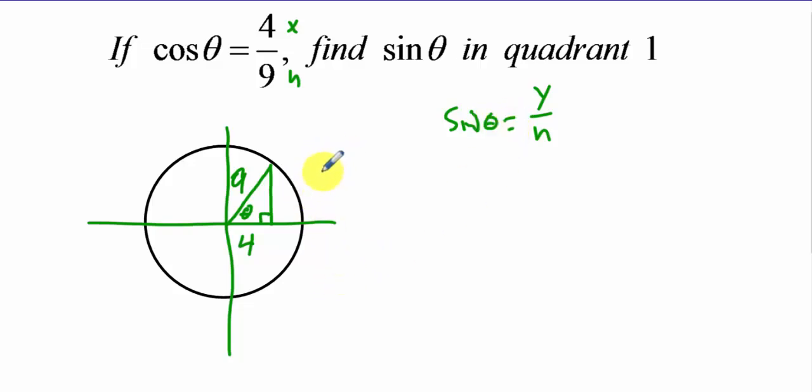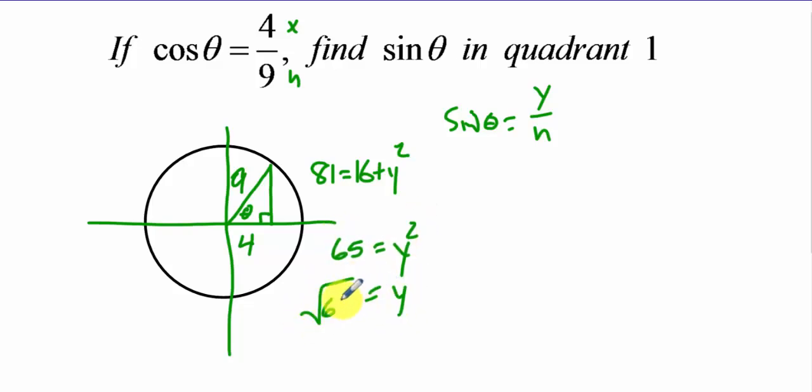So I'll do that. I have 81 equals 16 plus y squared. I'm going to take and subtract that. So I'll get a 65 is y squared, and y is equal to the root of 65. Since I'm in the first quadrant, that's got to be a positive. So the sine value then is the y value, or root 65 over 9.